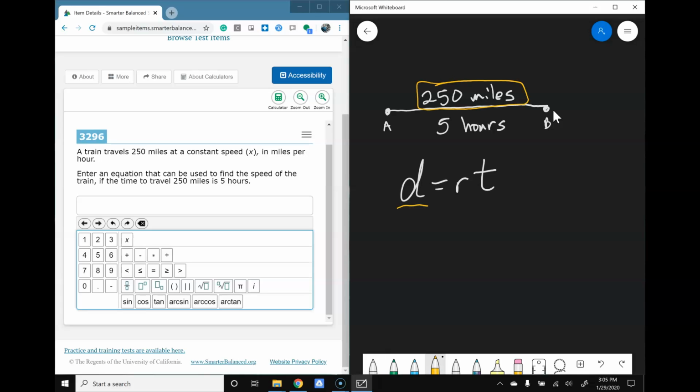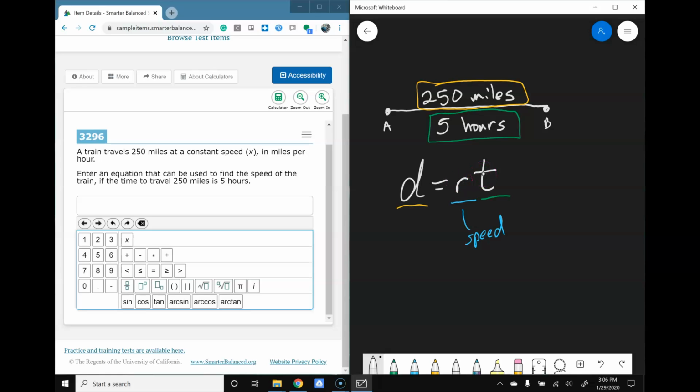The distance, it's 250 miles. The rate is the speed we are traveling, and the time is the amount of time it took for us to travel that distance. And in this case, it's 5 hours. Now, going back to the problem for one more look, they also give us here the constant speed, and they give us this variable x inside the parentheses. So we're going to use that as we create our equation based off the information we have, using distance is equal to rate times time.